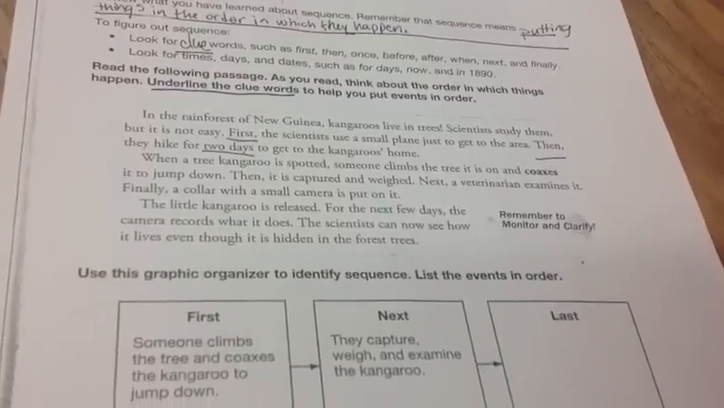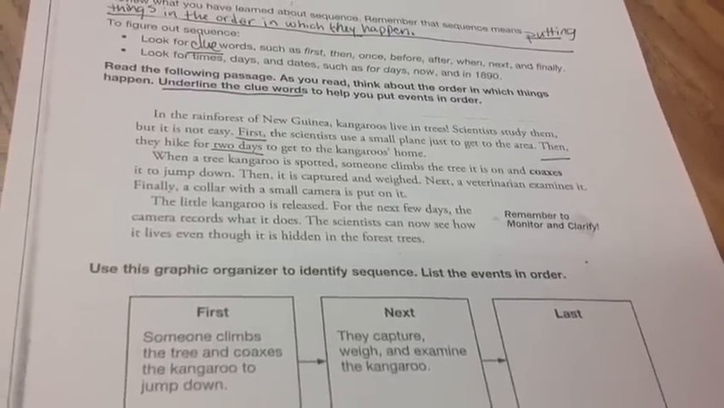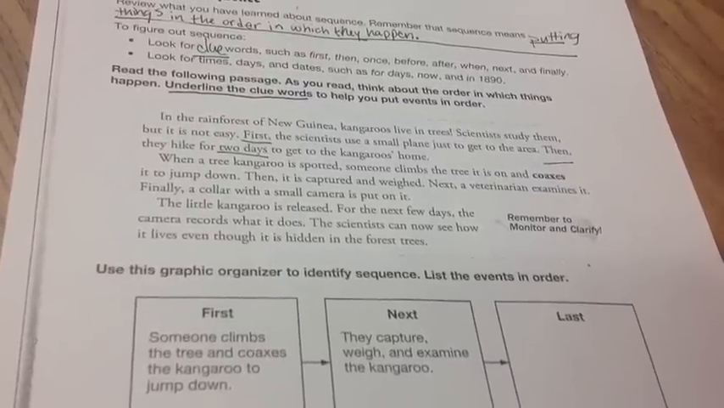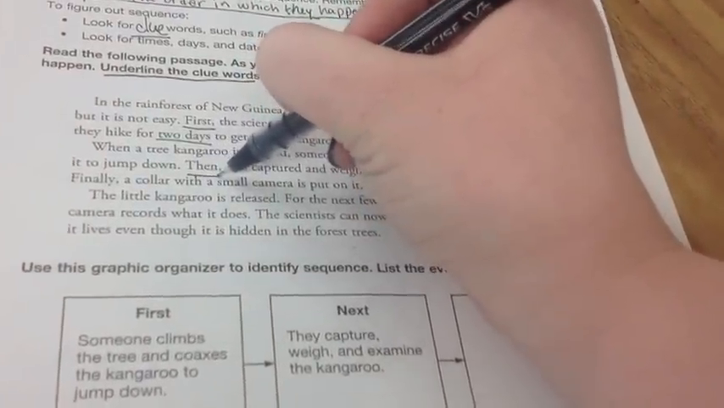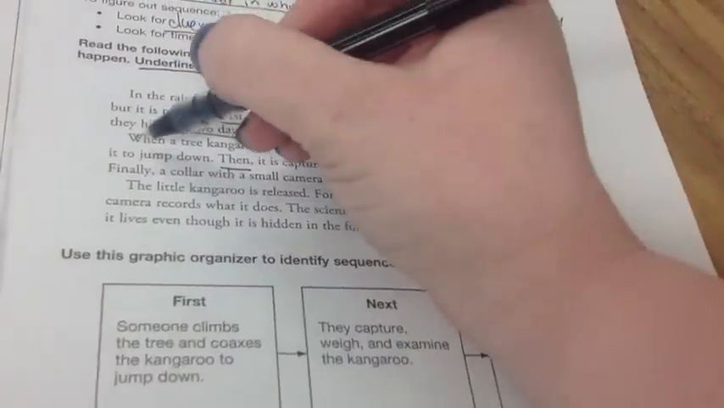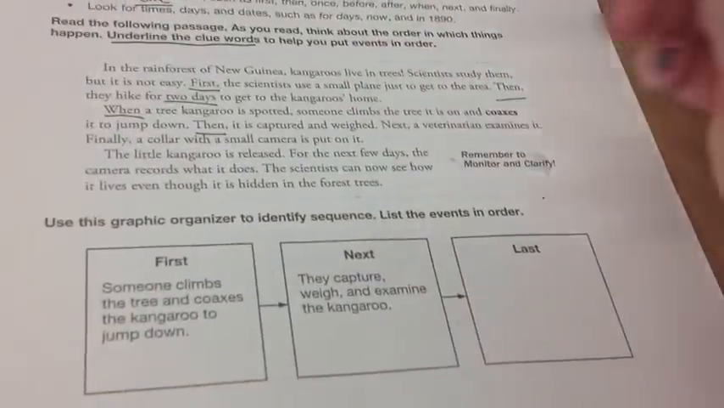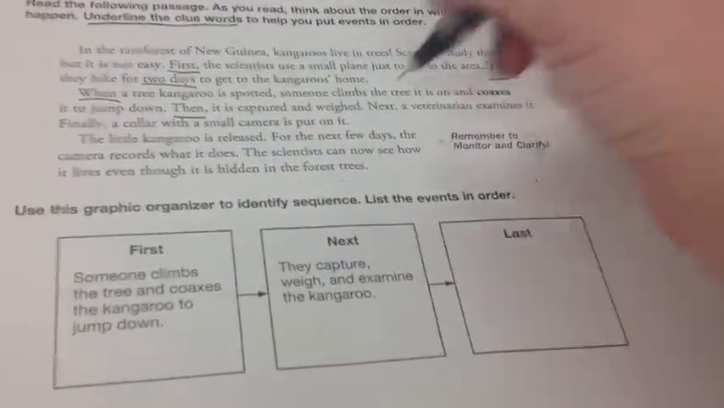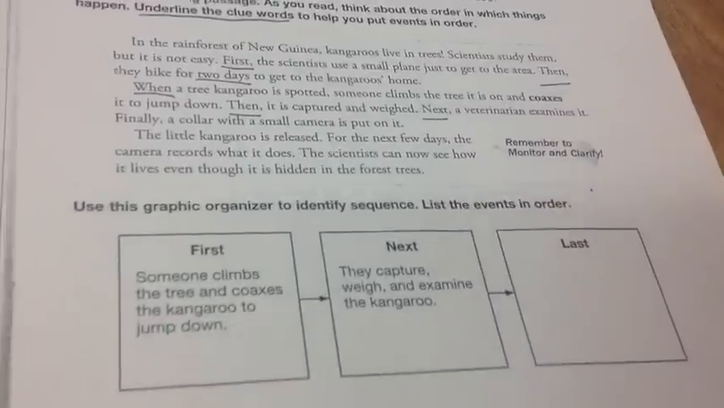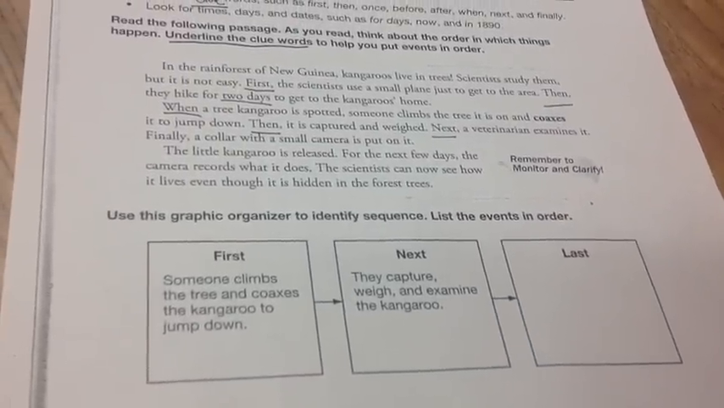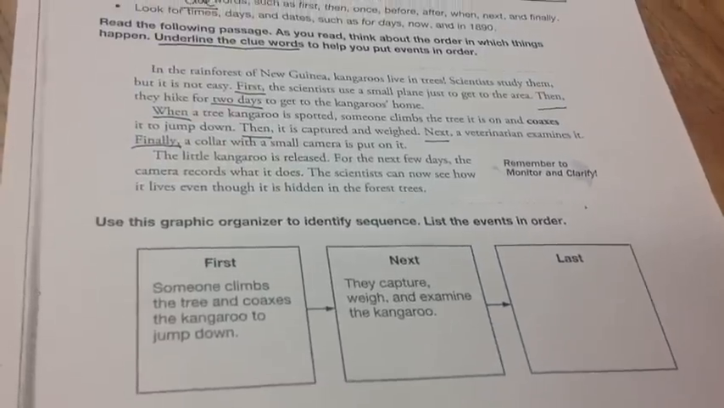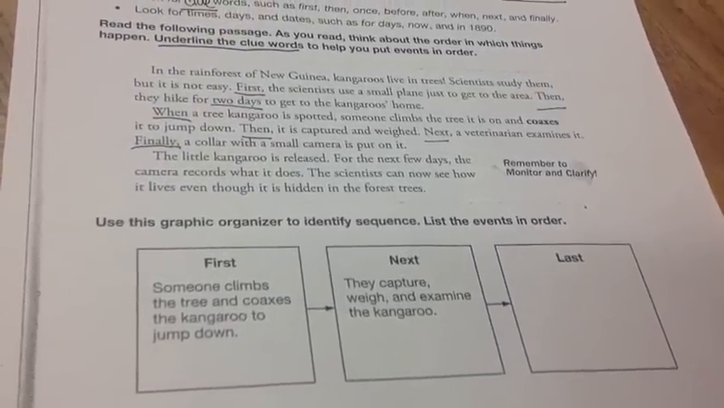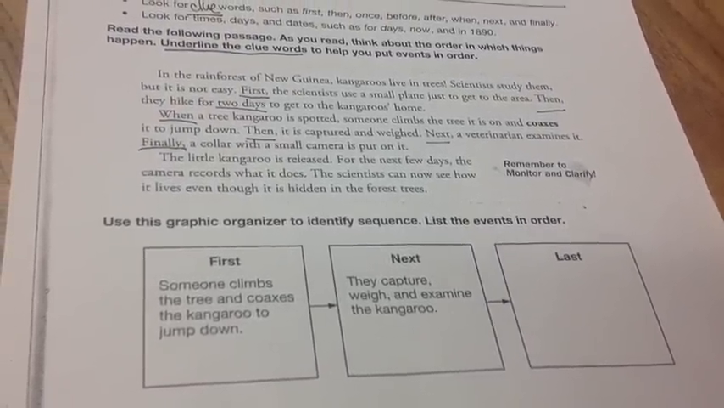When a tree kangaroo is spotted, someone climbs the tree it is on and coaxes it to jump down. Then, here's another clue word. Let's underline that. Oh, you know what? I missed one from the first sentence. Let's go back and underline when, okay? Then it is captured and weighed. Next, another clue word. Let's underline it. A veterinarian examines it. Finally, here's another clue word of sequence. A collar with a small camera is put on it. The little kangaroo is released.